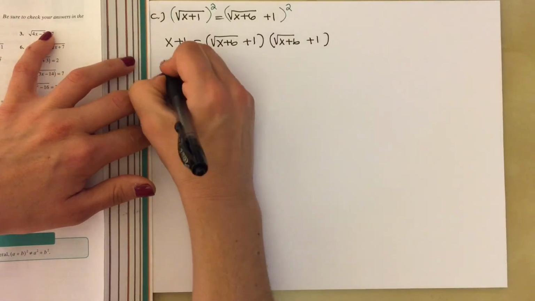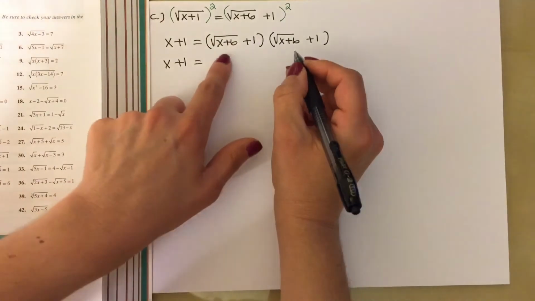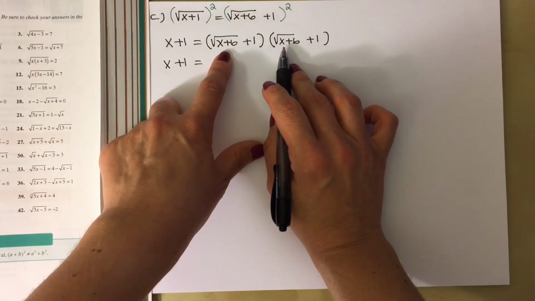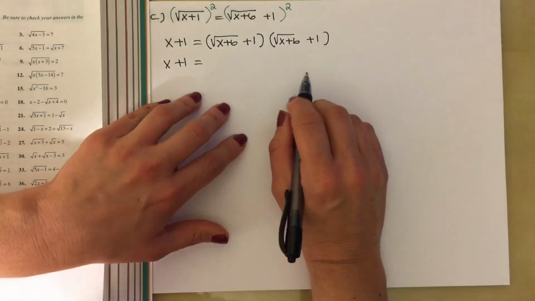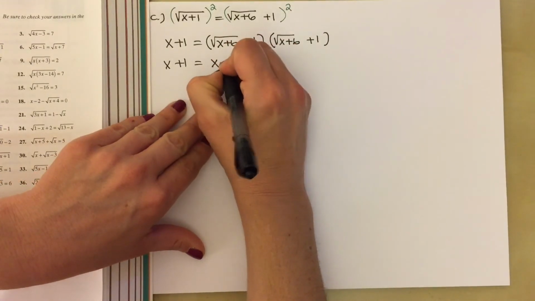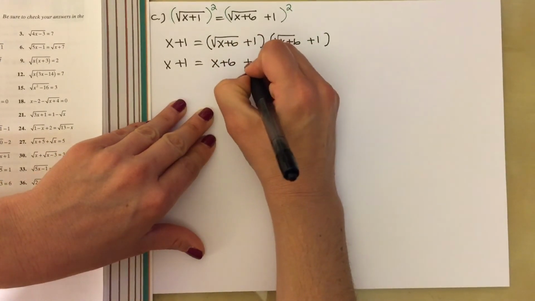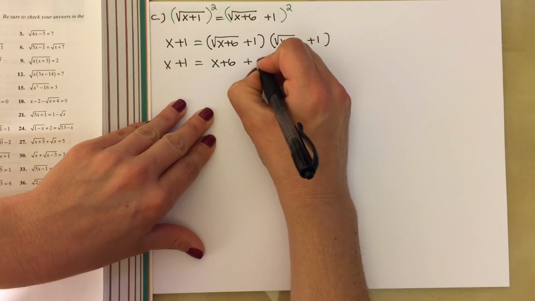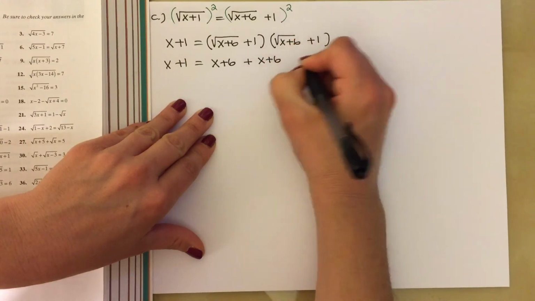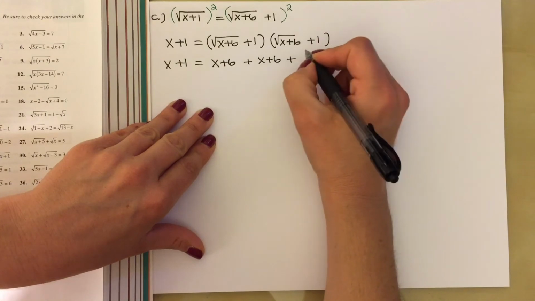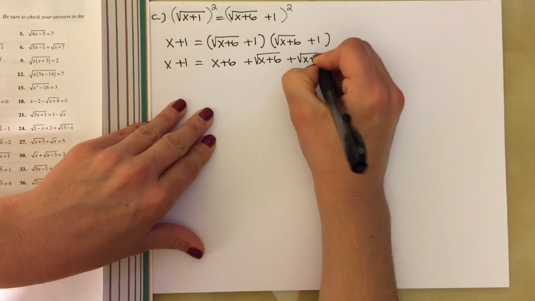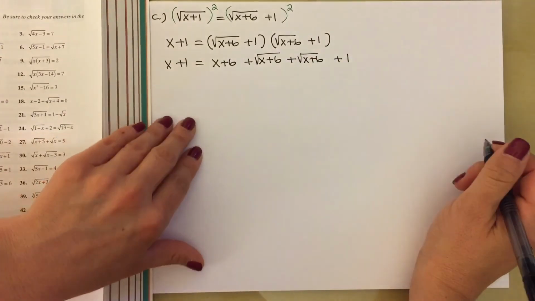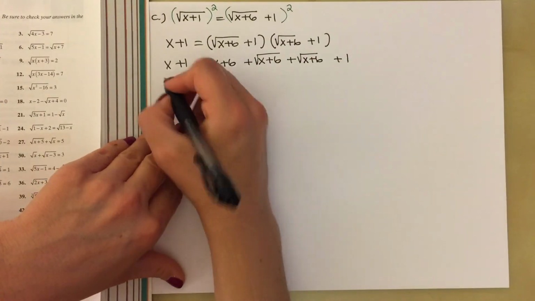We FOIL. Square root of x plus 6 times square root of x plus 6 is just going to be x plus 6 once you simplify the square root. Combine like terms.